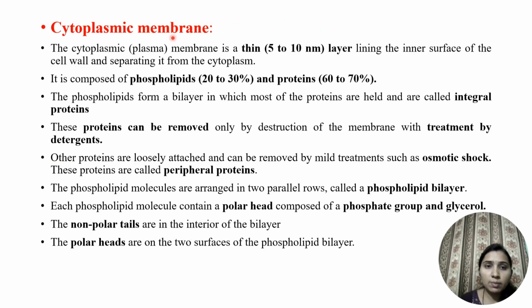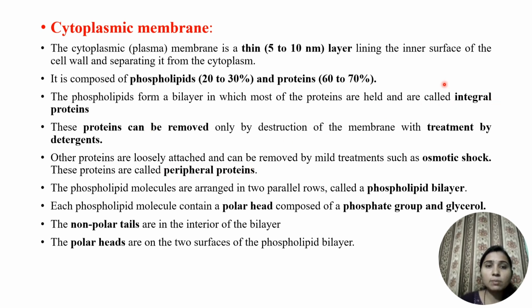What is the cytoplasmic membrane? It is also called the plasma membrane. It is a thin layer, around 5 to 10 nanometers. This plasma membrane is composed of two things. First is phospholipid, which is around 20 to 30%, and protein, 60 to 70%, is present. In this membrane, two proteins are present. First is the integral protein and second is the peripheral protein.